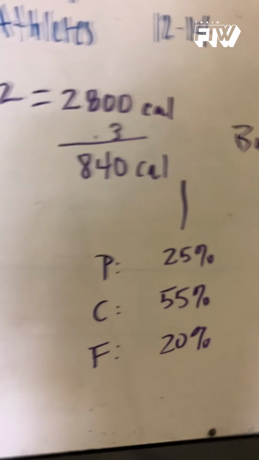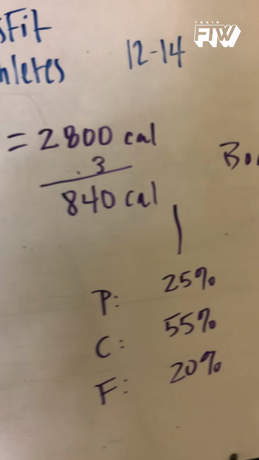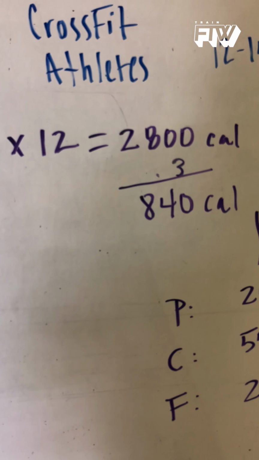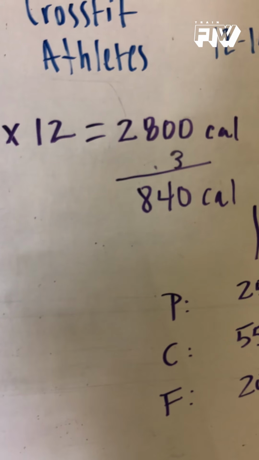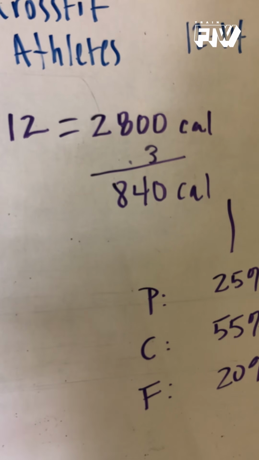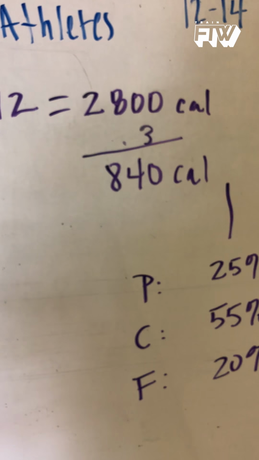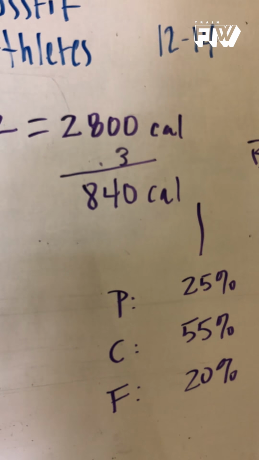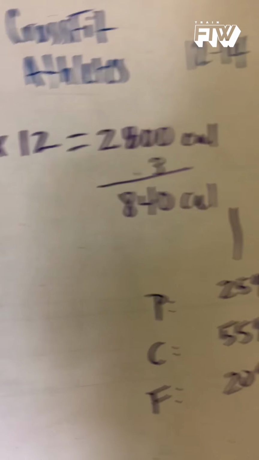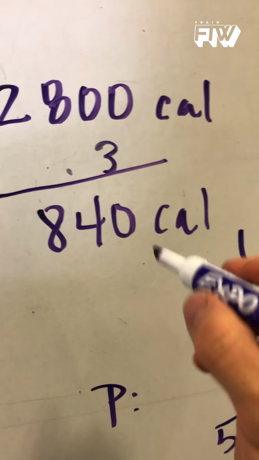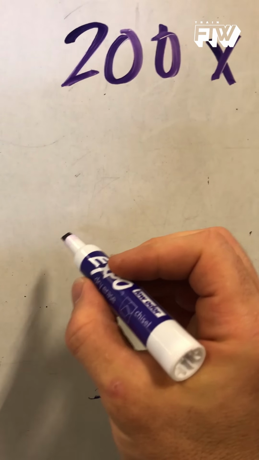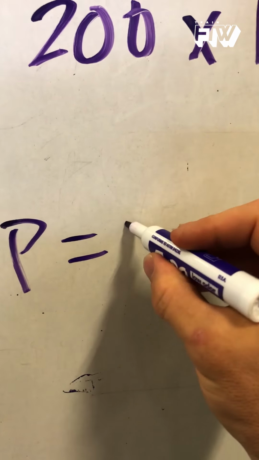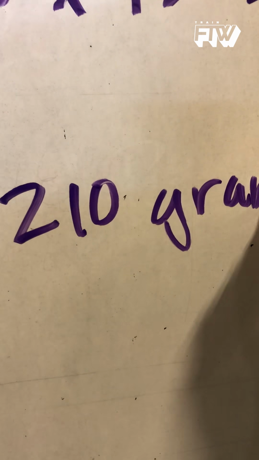Now, here's the tough part. I've got to now calculate how many actual grams of protein and fat I have to eat per day. So I take 840 and divide it by the number of calories per gram, and that's 4 for protein. So 840 divided by 4 equals 210 grams of protein.